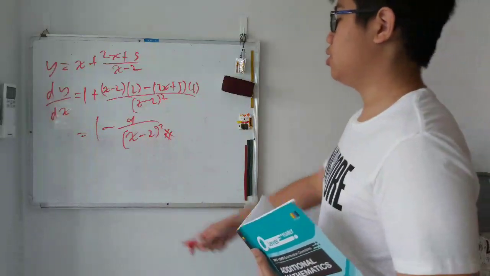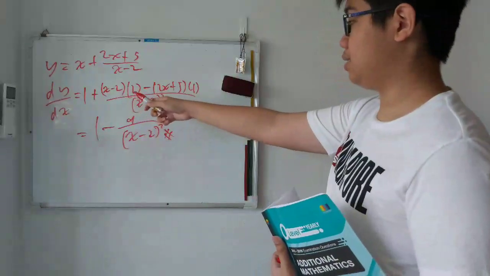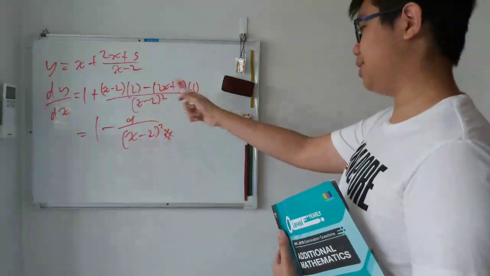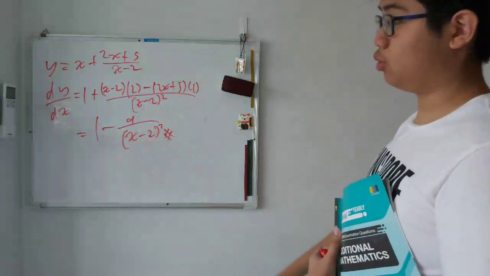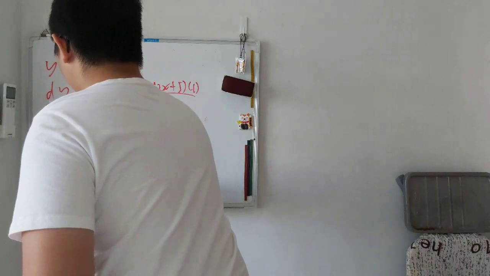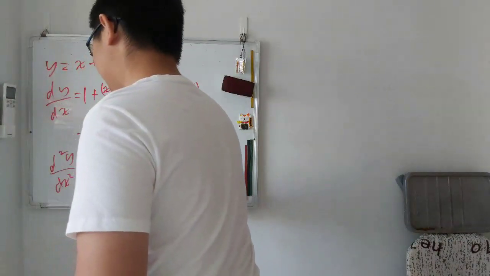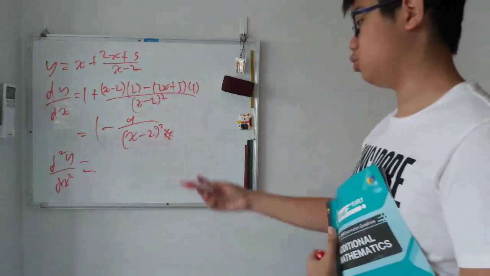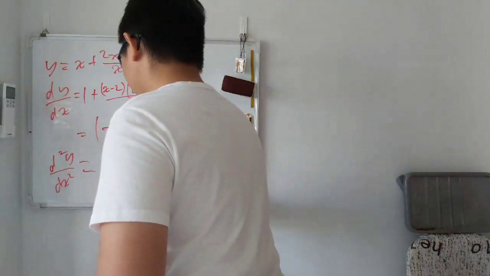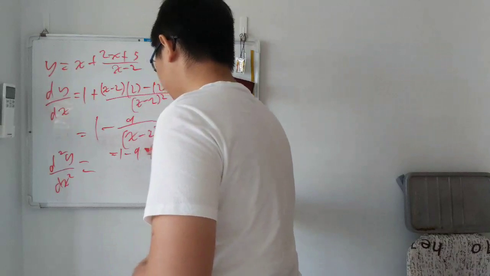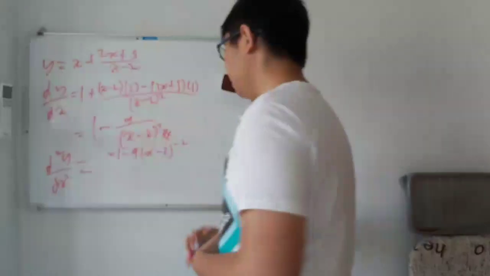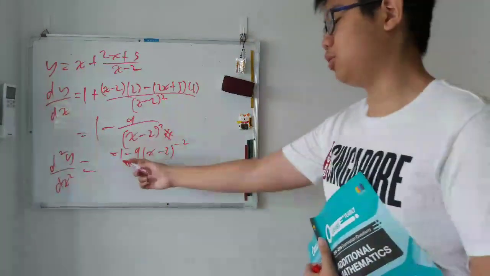I'll explain that again. So if I expand this will be 2x minus 4 minus 2x plus 5. And 2x cancels out, minus 4 minus 5, so we have minus 9. Okay? D squared y over dx squared is also quite easy. This becomes 0, so now we just need to do this, right? But first of all, we can write this as 1 minus 9 times x minus 2 all to the power of negative 2, right? So this will help us later. So this is just equal to 0.